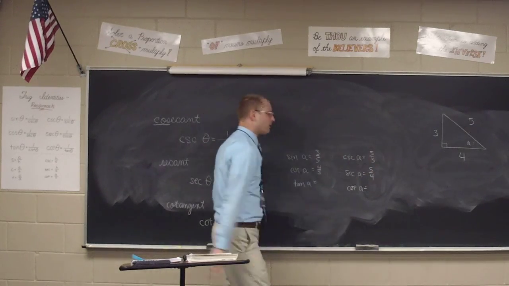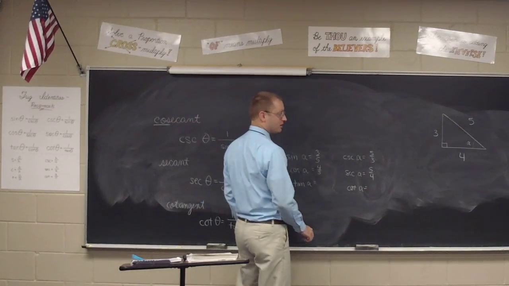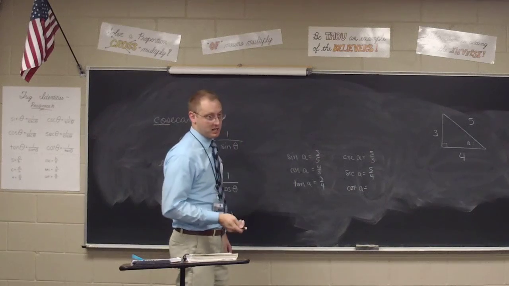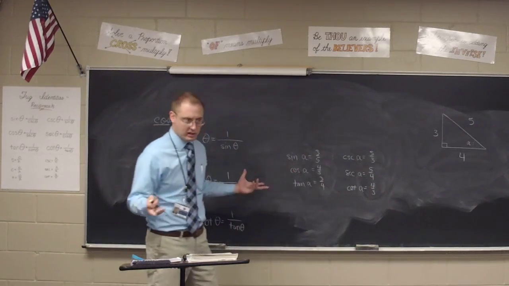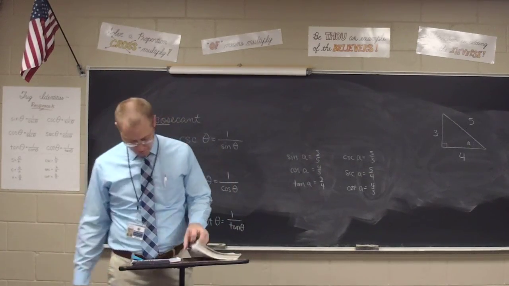We can find the tangent of alpha, Quentin. 3 to 4. And so we therefore know the cotangent must be 4 to 3, because it's the reciprocal. Super easy? All right, at your seats, I want you to do number 6 on page 13.